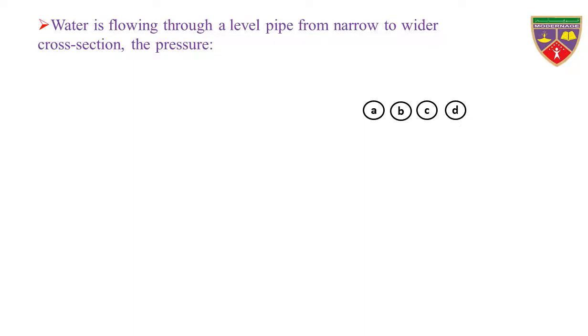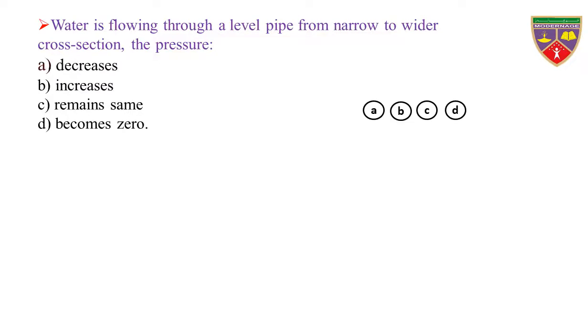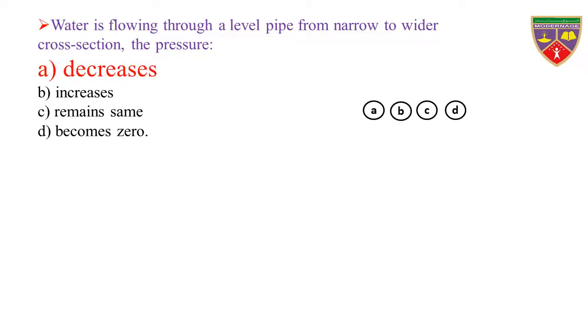Water is flowing through a level pipe from narrow to wider cross section. The pressure: option A, decreases; option B, increases; option C, remains same; option D, becomes 0. The key is decreases. Therefore, the correct option is A.